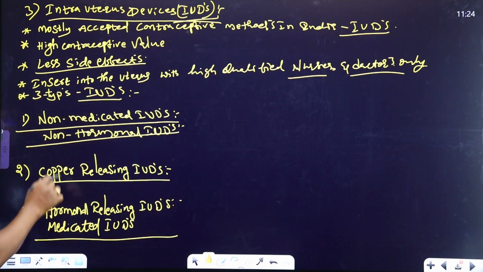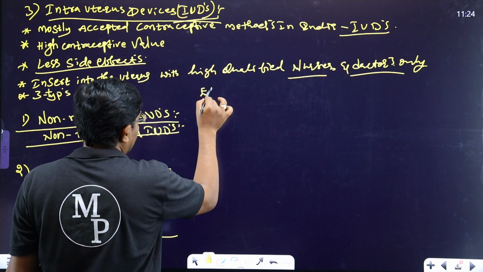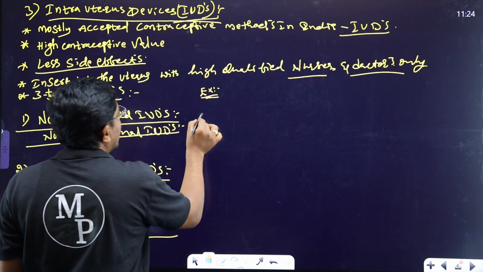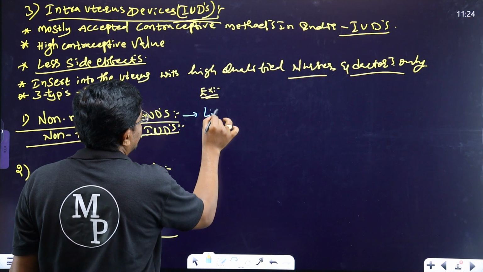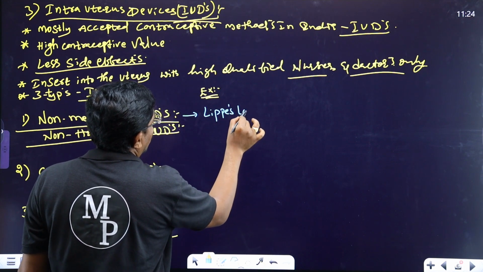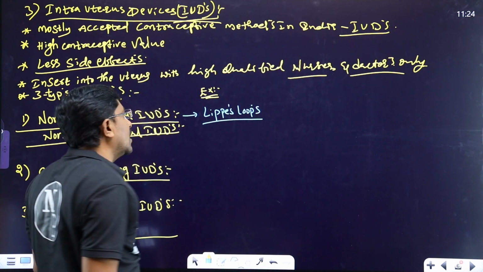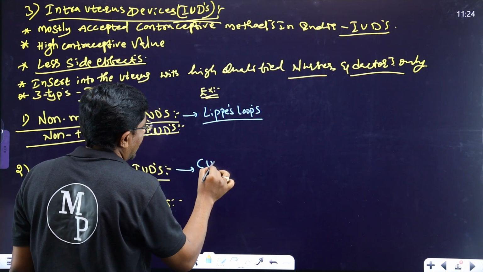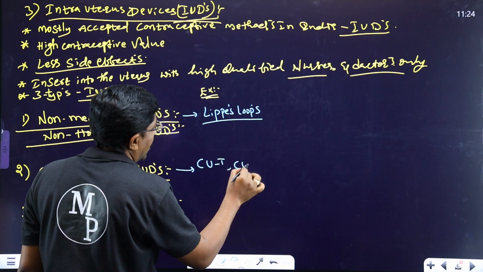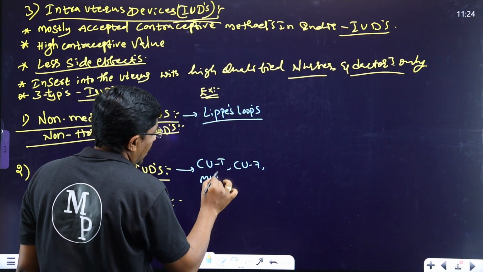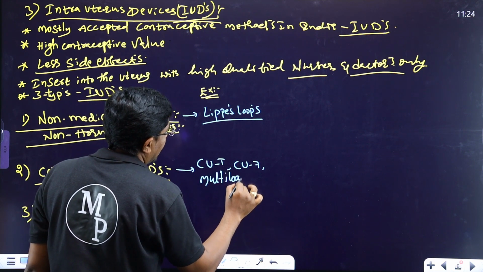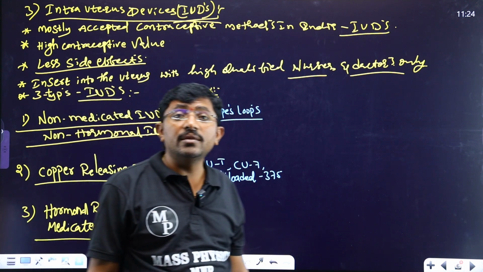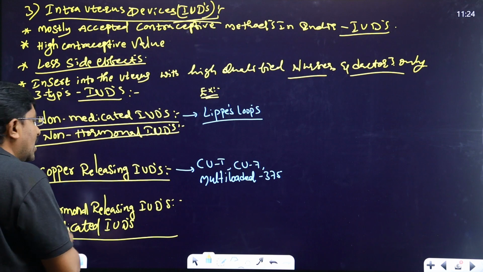Okay, right. Come to the point here. See, the example for the non-medicated are the Lippes loops. And examples for the copper releasing are Copper T, Copper 7, and Multiload 375. So these are the examples for the copper releasing.